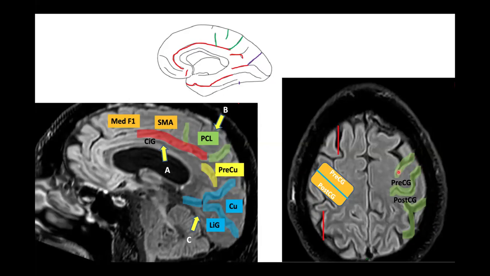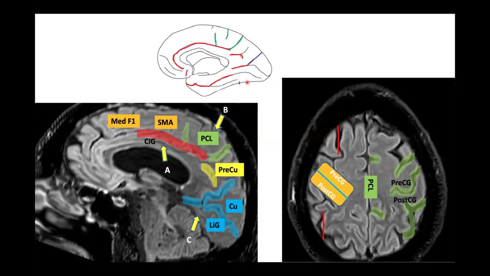This is the precentral sulcus, this one is the central, and this one is the postcentral. Here is the precentral gyrus, and this one is the postcentral gyrus. So this is the anatomy of the lateral surface of the brain. But actually, on an axial cut, you can see the lateral surface and also the medial surface of the brain.